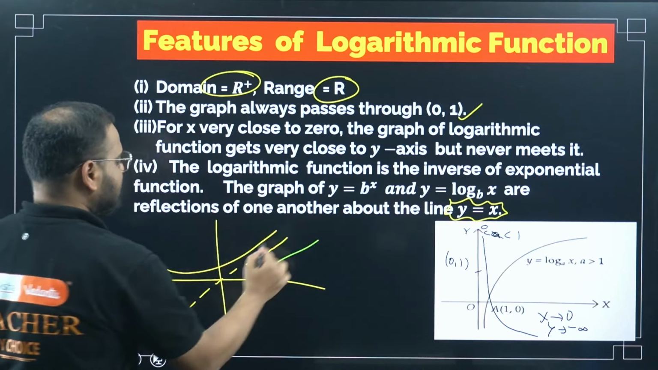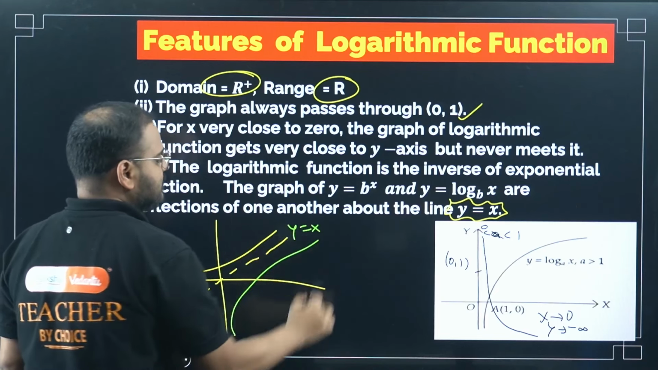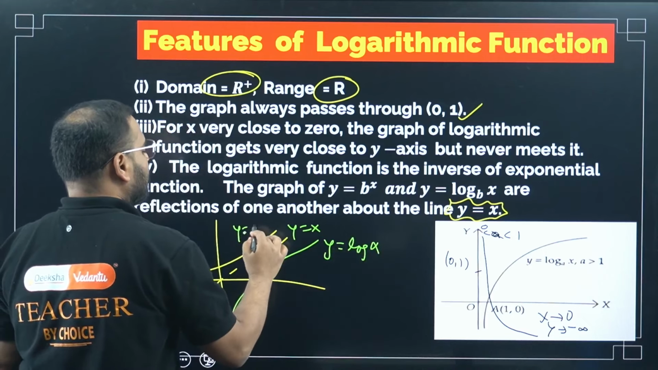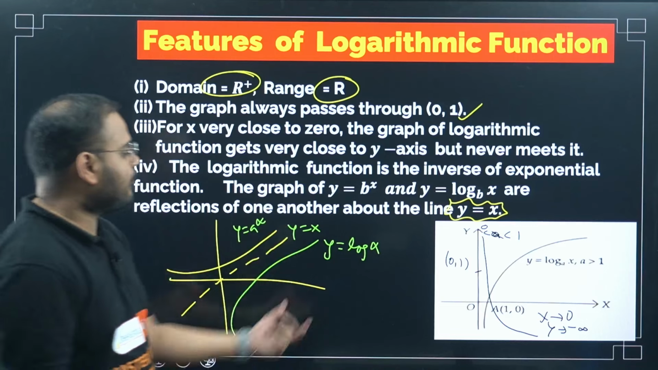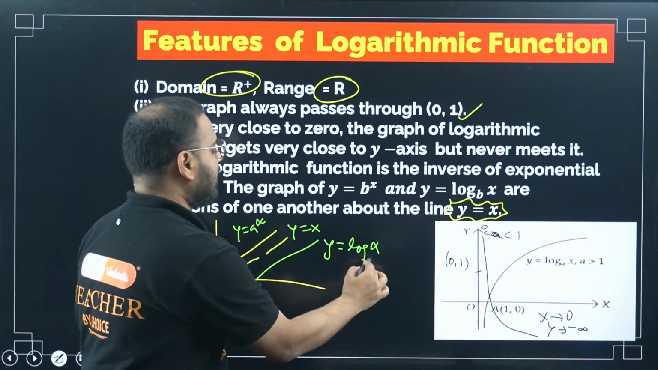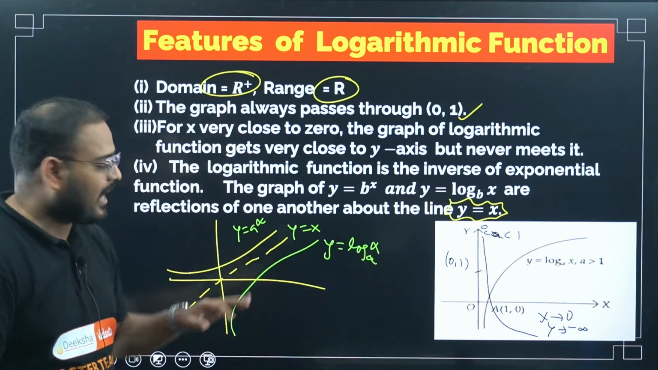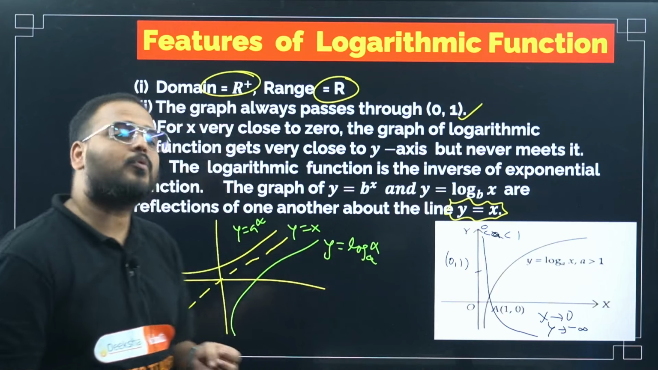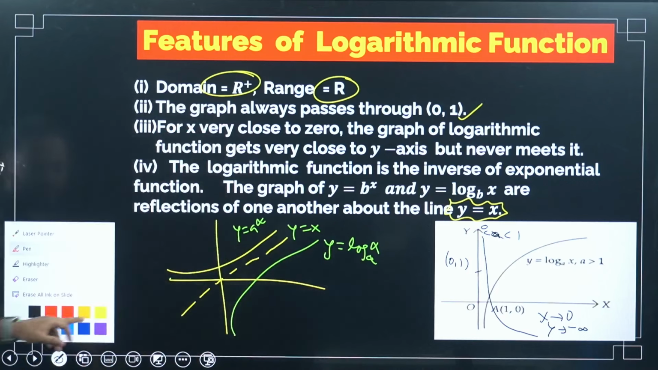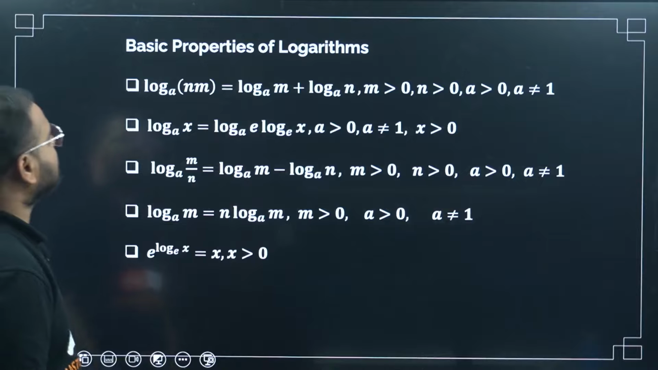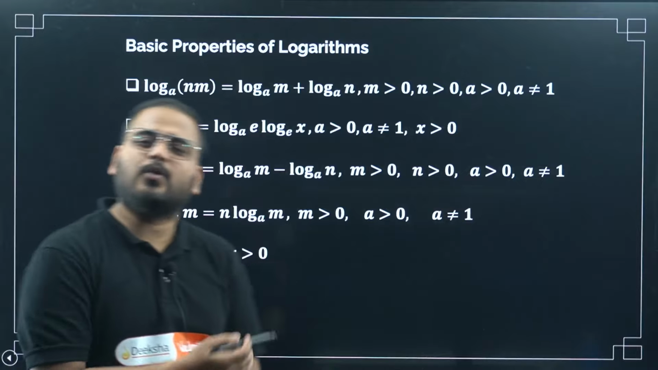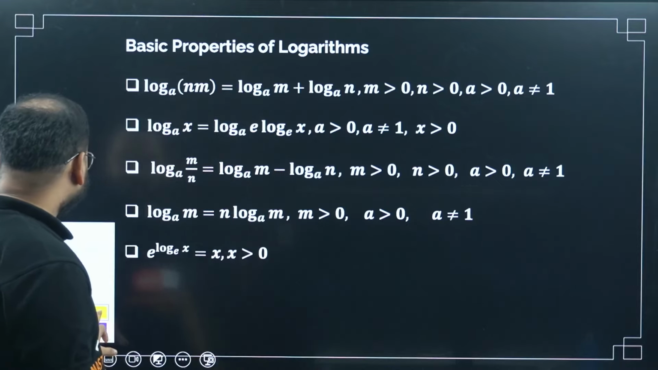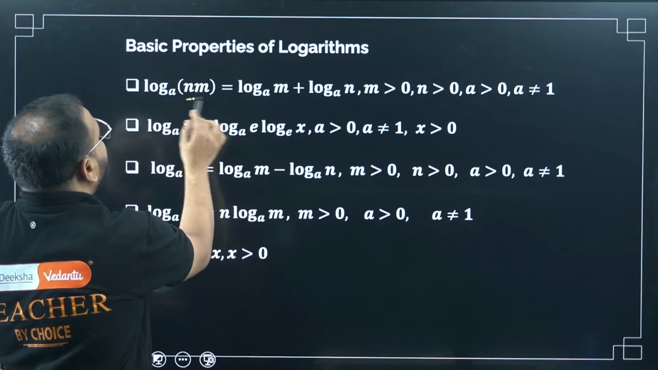So if I take this line, this is my y equal to x line, this is my y equal to log x, and this is my y equal to a power x. y equal to log x and y equal to a power x are inverse to each other, and they are basically mirror images about which line? y equal to x line. I hope this is clear. Can I move on to the next part? Features we have discussed. Okay sir, now some properties of logarithm, very simple. I know all of you might know it already, but let me revise it anyway. Okay, so we know the product rule for logarithms.